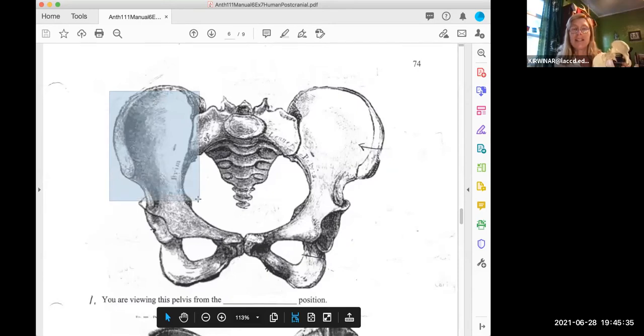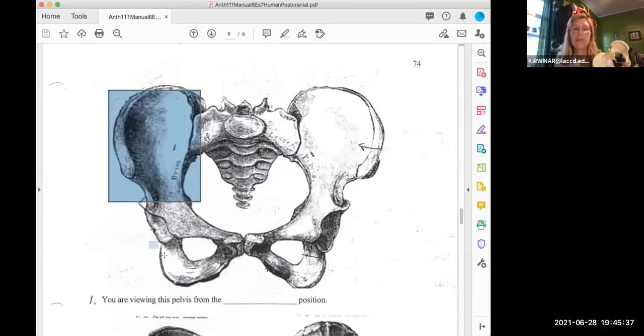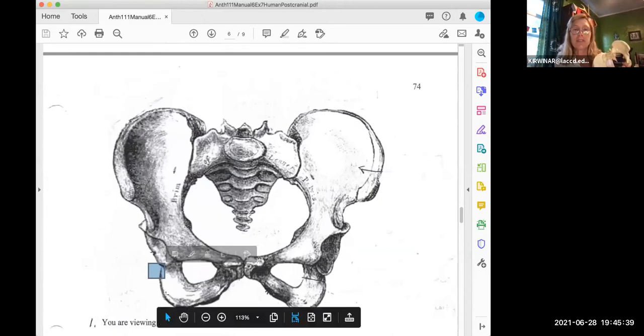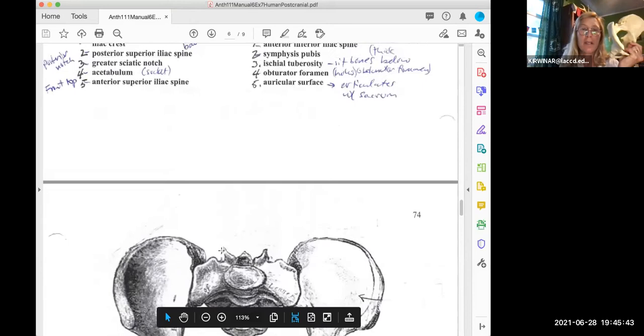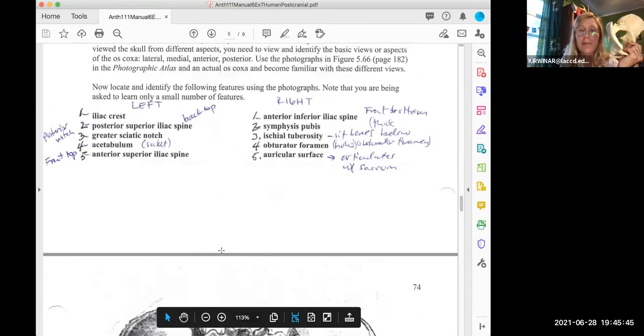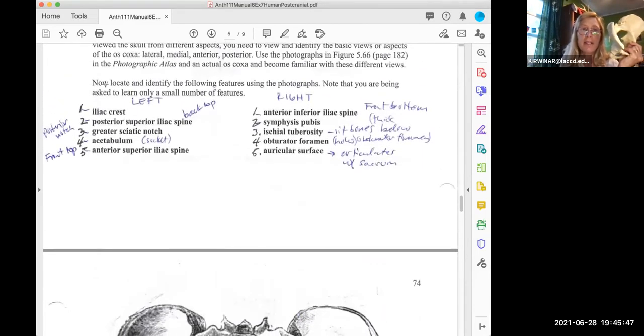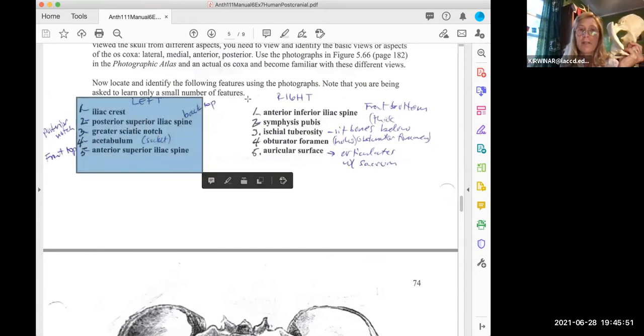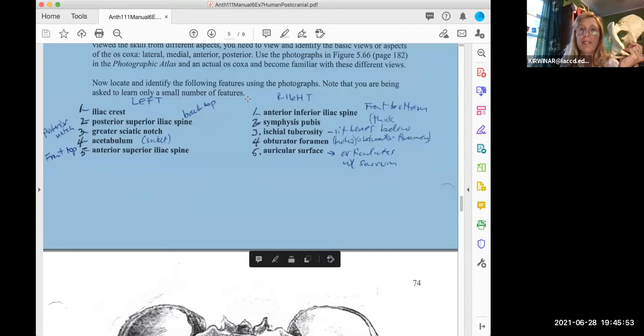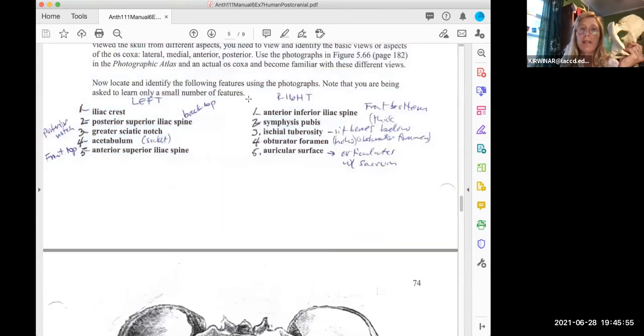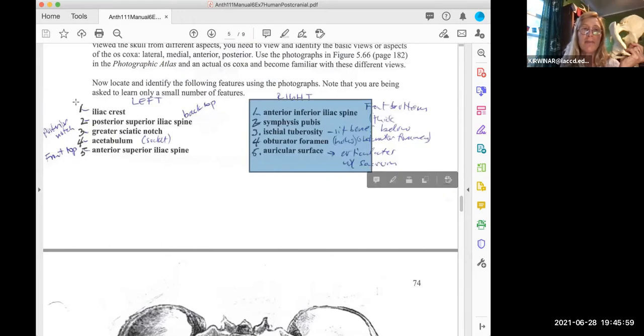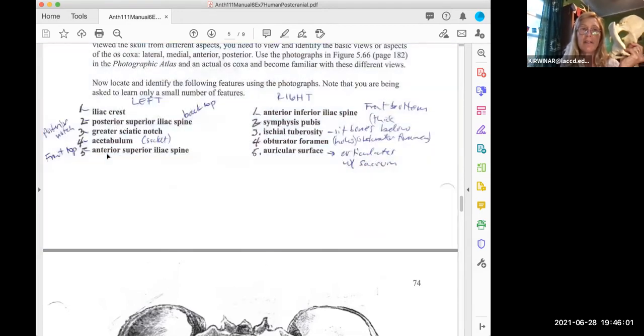The top is the ilium. The bottom is the ischium, where your sit bones are. And then the front is the pubis. So let's look at the bottom of page 73, and I want you guys to write the location of these words in bold, the left column and the right column. And we'll begin with the left column and the iliac crest.